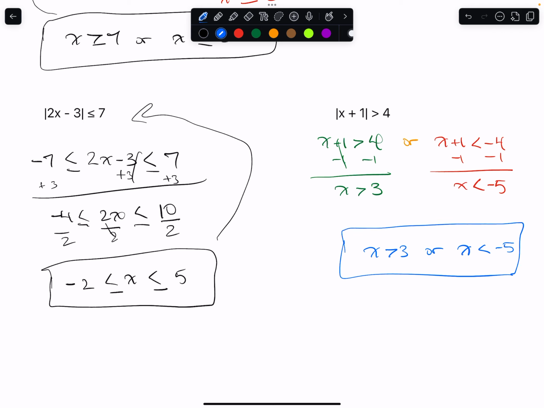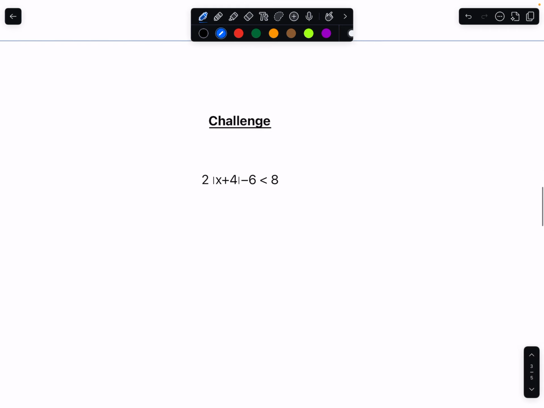And any one of these values will satisfy this rule right here if we plug it back in. As long as x is greater than 3, this question will work. As long as x is less than negative 5, this question will work with the absolute value.